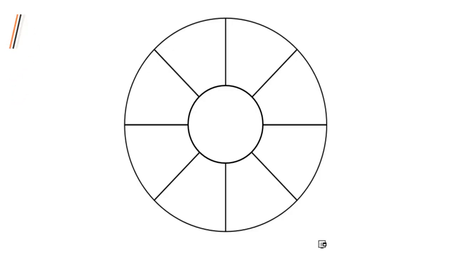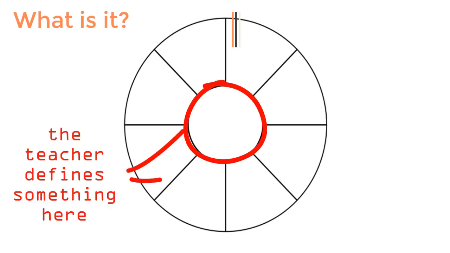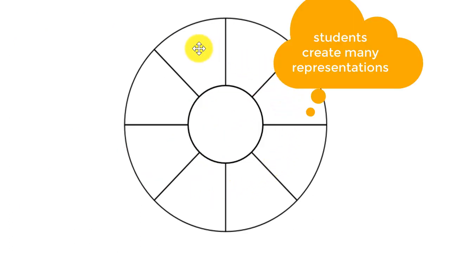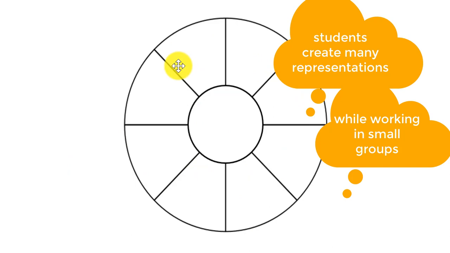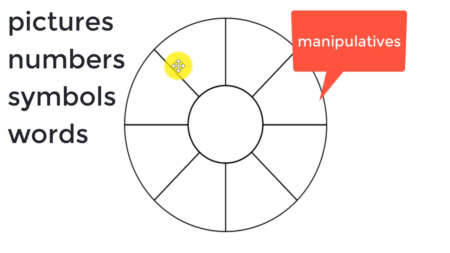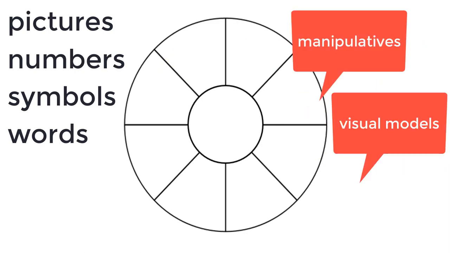So what is a concept circle? It's actually just a structure, and we define something in the center based on a particular topic right in here. And then students create new representations in all these sections around the outside of the concept circle. They might use pictures, numbers, symbols, or words, and that will often include manipulatives and visual models.